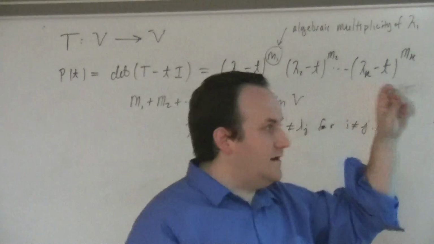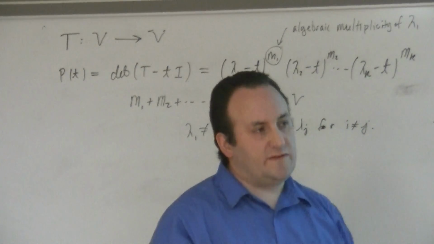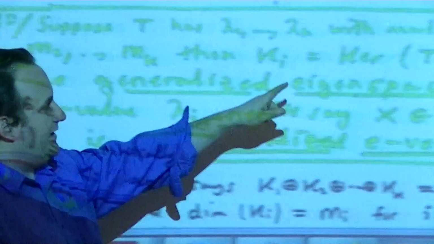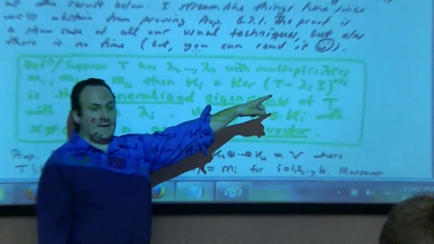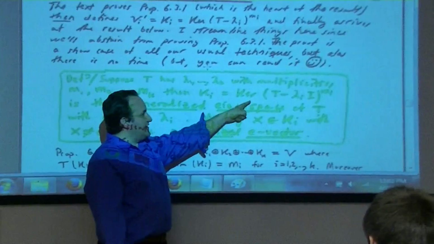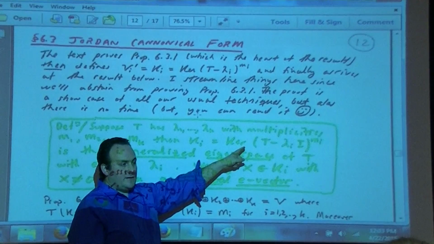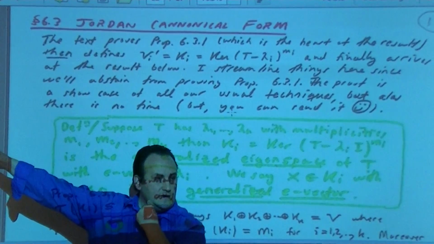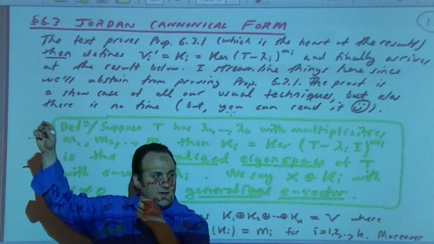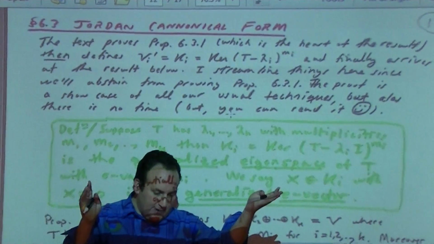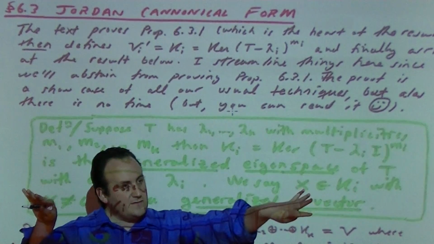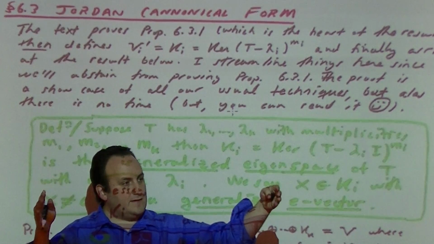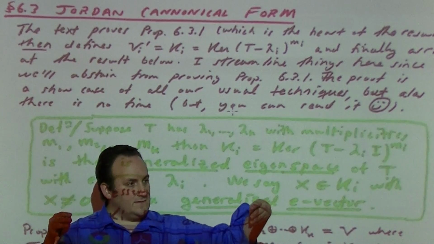Now, the critical result, which is proved in section 6.3, is that the dimension of the generalized eigenspace is m sub i. So these have full dimension. They have enough vectors to pick up the m sub i which appears in the characteristic polynomial. So if you think about K1, K2, all the way out through K sub k, you've got enough vectors in those that, if you string together a basis for each, you get a basis for V. That basis is called the Jordan basis.